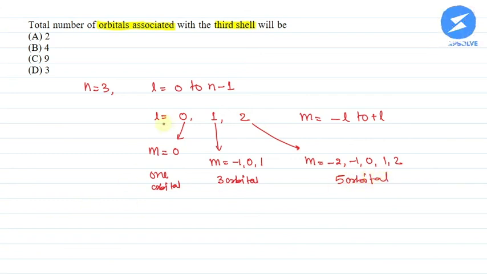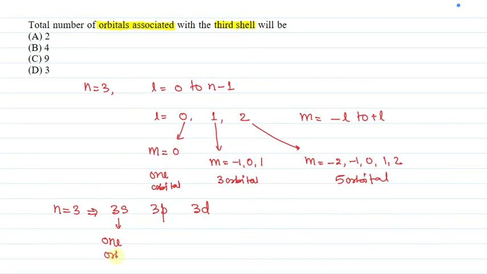So अगर हम इसको सीक्वेंस में लिखें एक तरीके से, then in the third shell, n equals 3, it will contain the 3s subshell, 3p subshell and 3d subshell. These 3 subshells exist in the third shell. 3s subshell में 1 orbital है. 3s subshell has 1 orbital. 3p subshell has 3 orbitals. And 3d subshell has 5 orbitals.